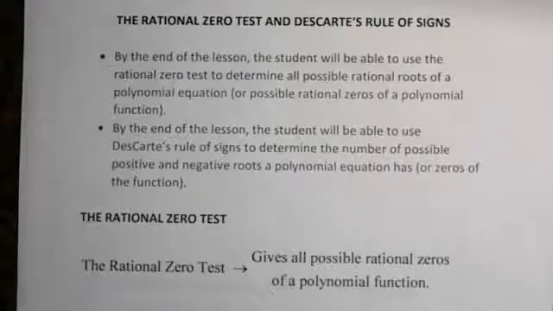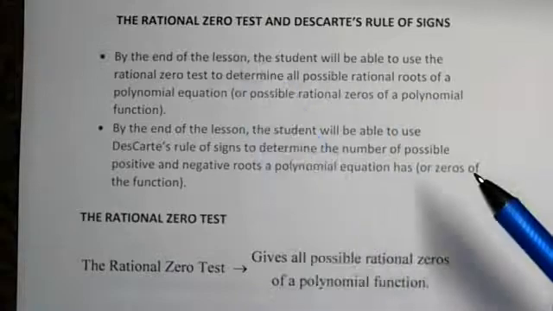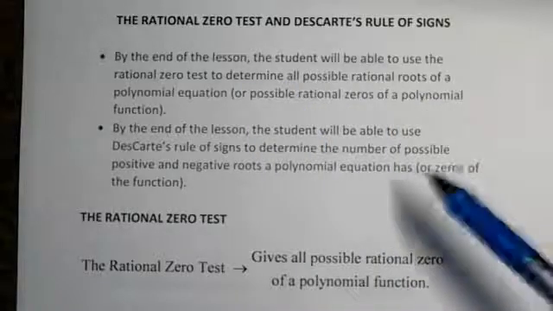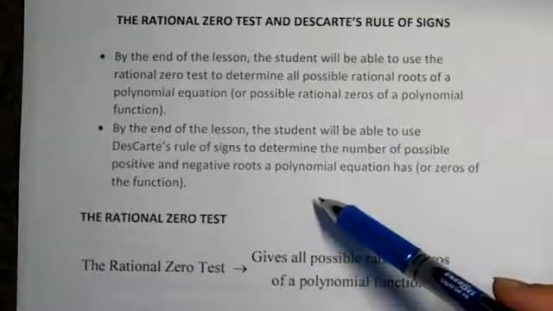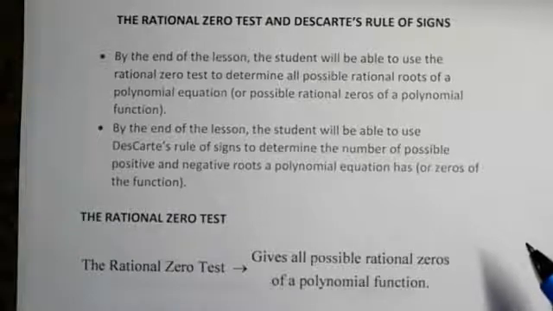Welcome back to class. We're getting ready to solve polynomial equations very soon without them being in factored form. Two procedures or two rules that will help us in that effort will be the rational zero test and Descartes' rule of signs. So today we're going to discuss those two methods, and then in the next lesson we'll put it all together and solve some polynomial equations.